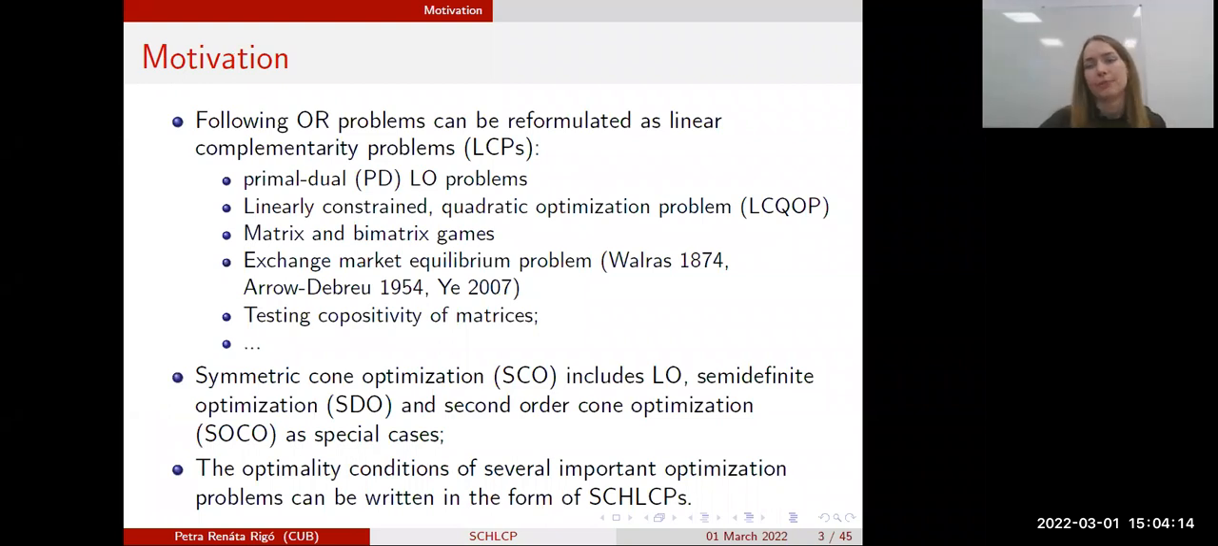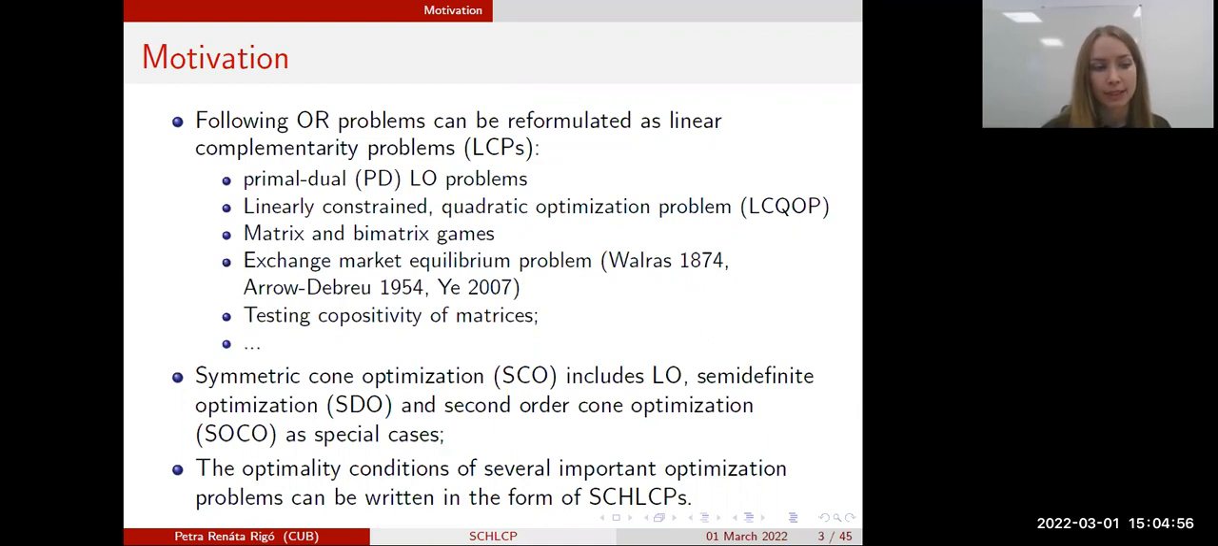So why did we start to deal with linear complementarity problems? We know that they have a wide variety of applications in different fields. We know that matrix games can be traced back to LCPs, or for instance, the Arrow-Debreu market equilibrium problem with linear and Leontief utility function can also be formulated as LCPs. Quadratic optimization, so KKT conditions of different optimization problems, also lead to LCPs.